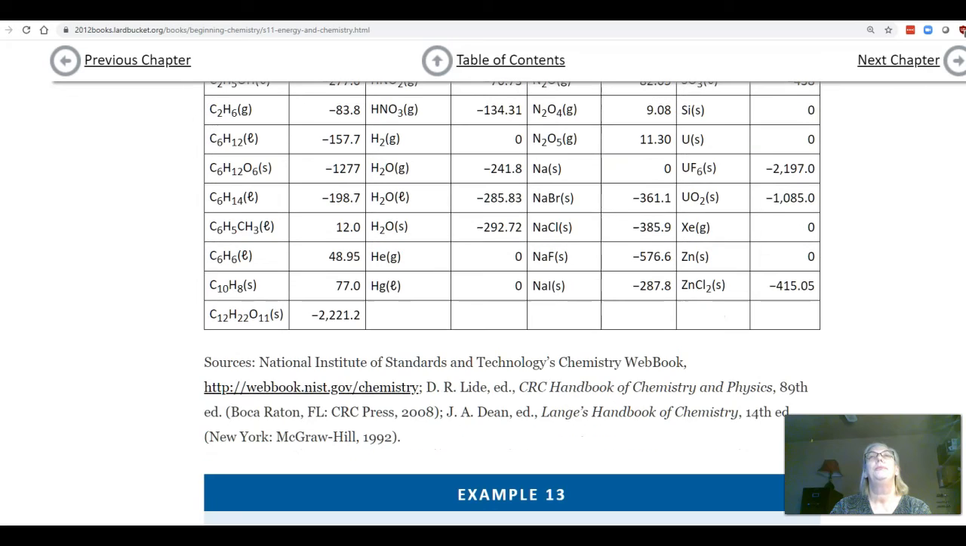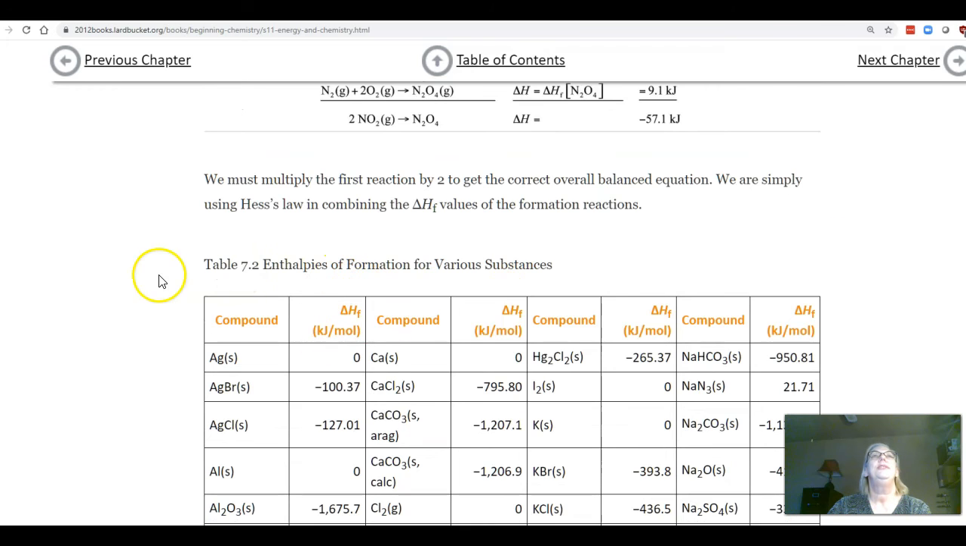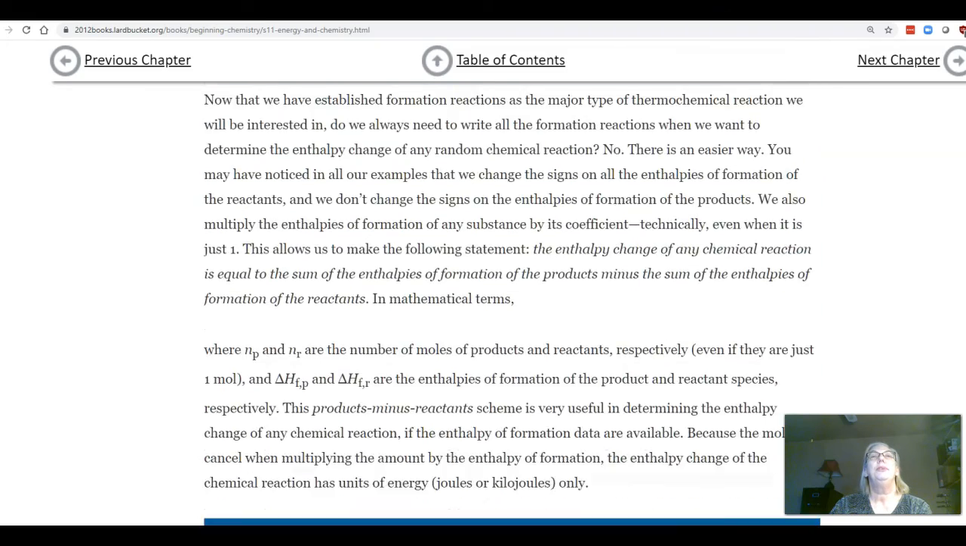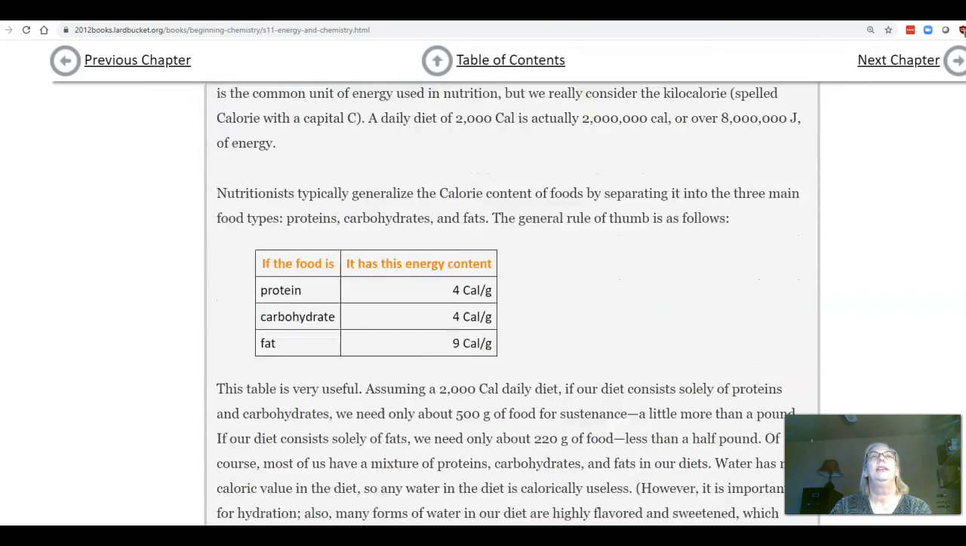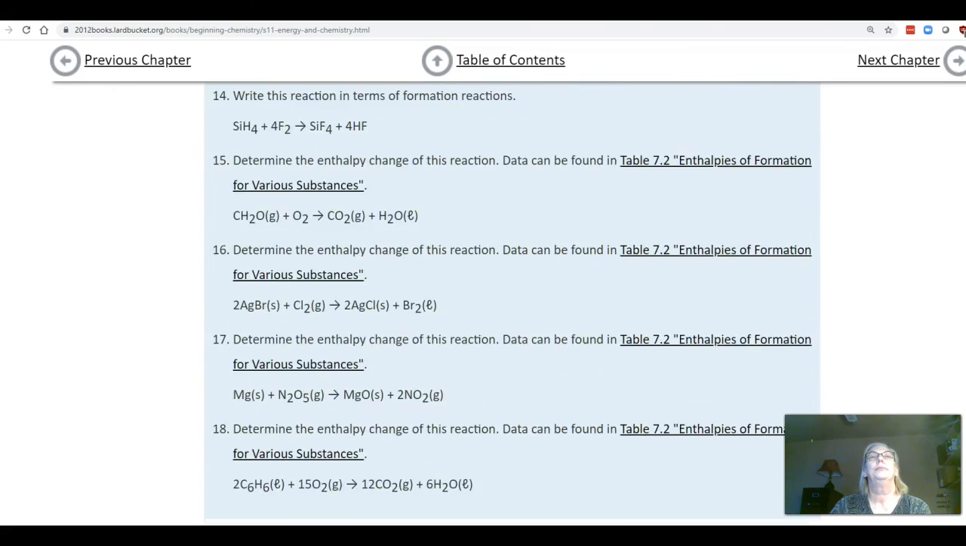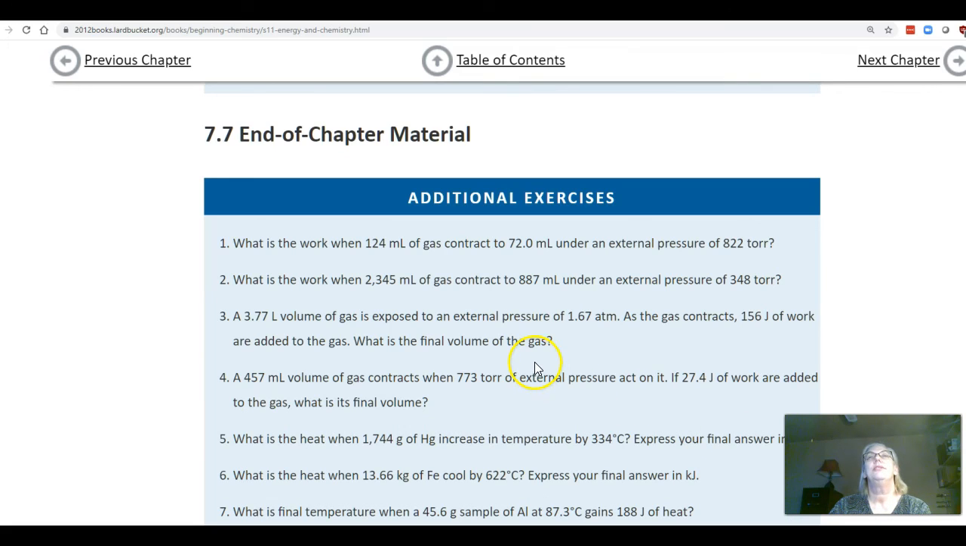Just read through that. We're going to use this table of constants here to figure out an overall reaction. We're going to use this table a lot to figure out an overall reaction based on information about energies of a particular compound. So look at the examples, try them out. Here's an application in real life. So try these answers, and then here's where the homework's going to be. This is where you're going to look for your homework for chapter 7.